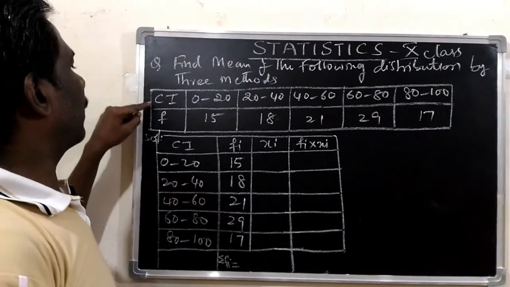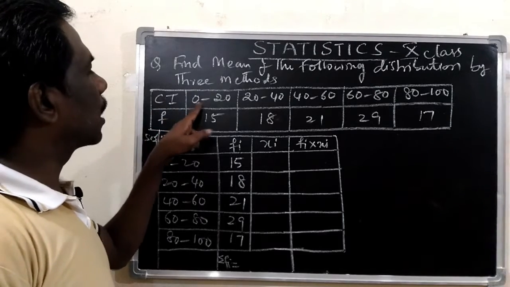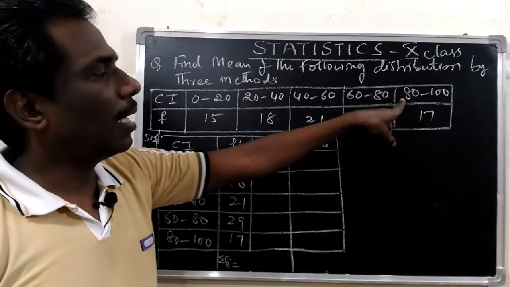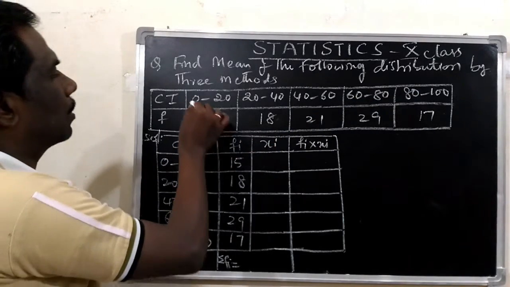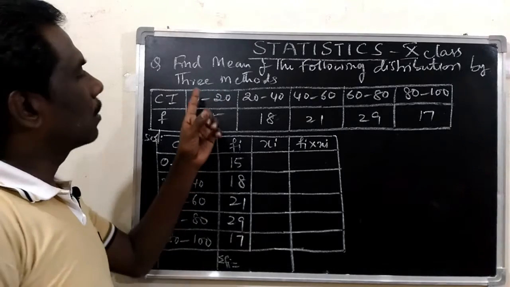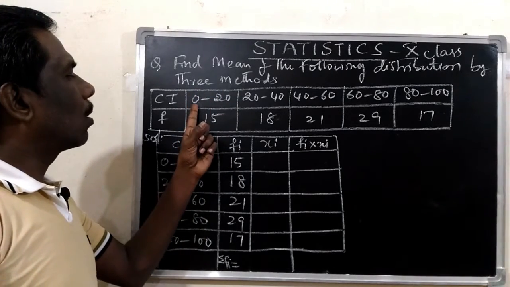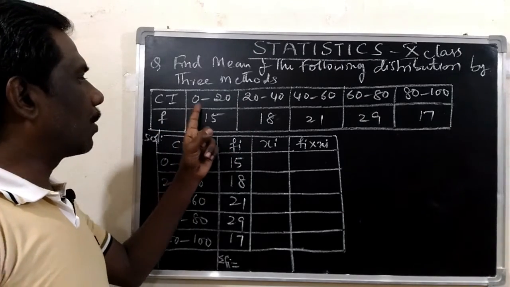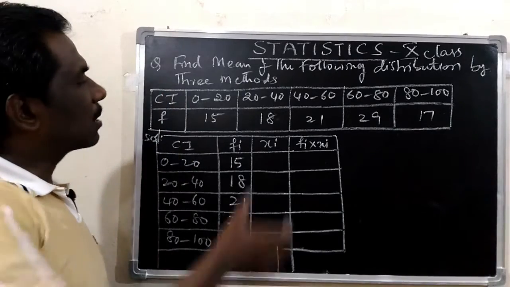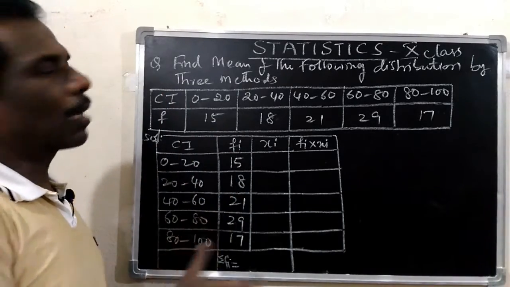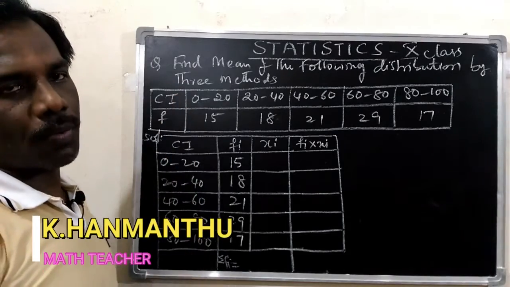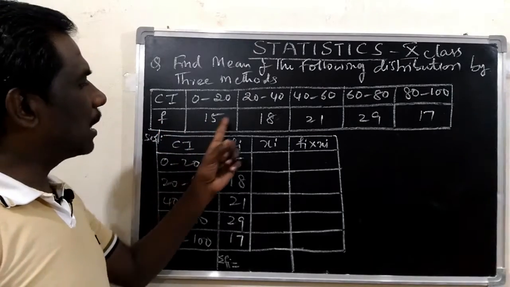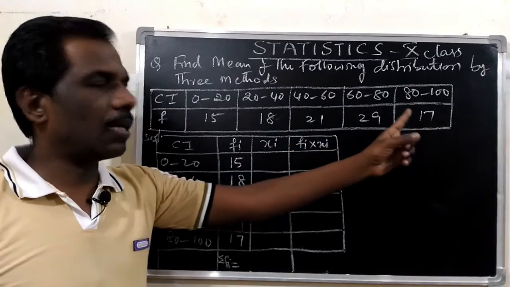The question is given as class intervals 0 to 20, 20 to 40, 40 to 60, 60 to 80, 80 to 100. This type of limit, 0 to 20, has a lower limit and an upper limit, or we can say a lower boundary and an upper boundary. These limits or boundaries are present in the first column, which is called the class interval. And the frequencies are 15, 18, 21, 29, 17.